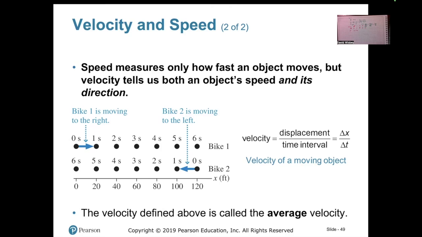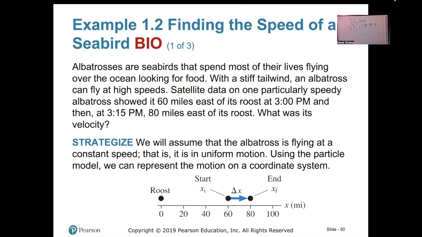Okay, the velocity is called the average velocity, which means basically if we know the position at 2 points, we can compute the average velocity. We don't know what happened in between, but we basically just take those 2 points and we divide by the time it took you to get there. That's your average velocity. Okay, let's check out this example of an albatross.